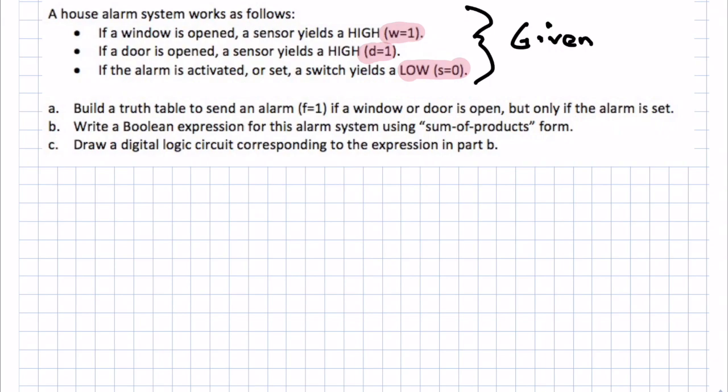All right, so what I want to do in the first part, it says build a truth table to send an alarm, so the output is going to be F, and that's going to indicate that we send an alarm if a window or door is open, but only if the alarm is set. Okay, so we can make a truth table.